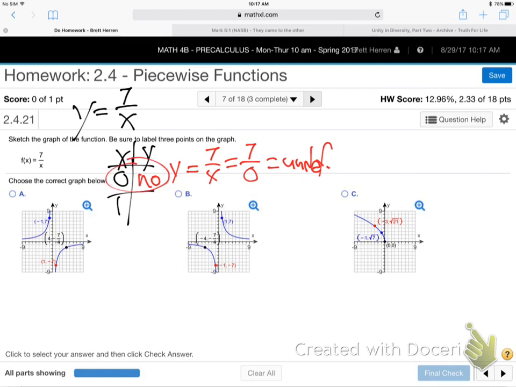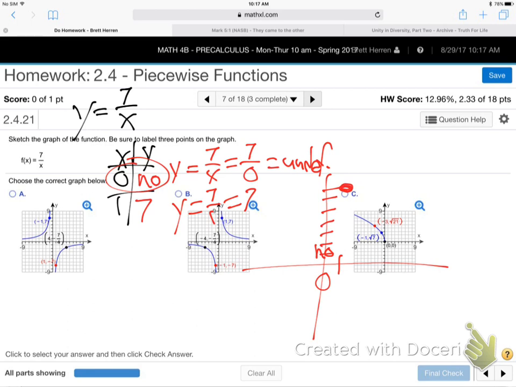So we say no. So notice when I go to graph the thing, when I do the over 0, I'm just going to write no right on that line. Meaning he doesn't touch the x equals 0 line. That's what that's saying. All right, let's plug in 1. So we get 7 over 1, which is just 7. So that means over 1 up 7. 1, 2, 3, 4, 5, 6, 7. So it's right there.